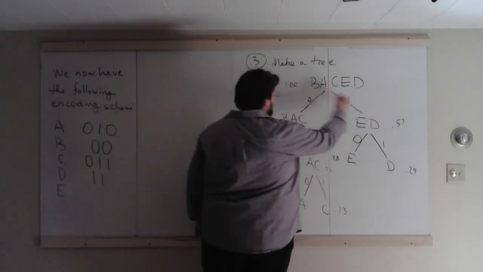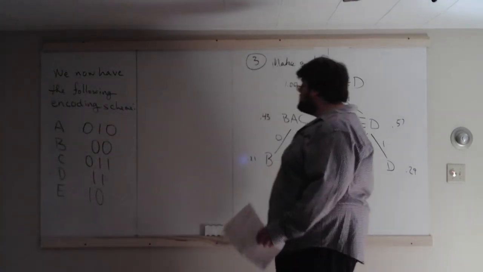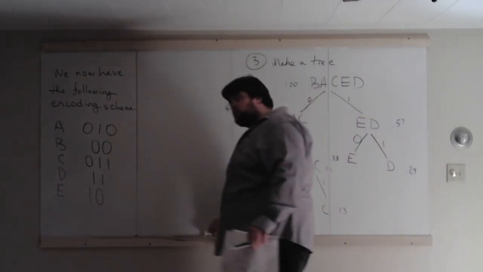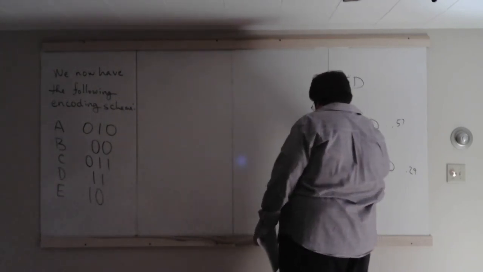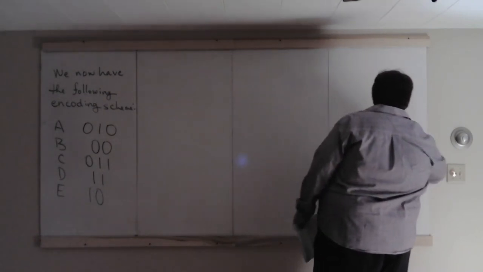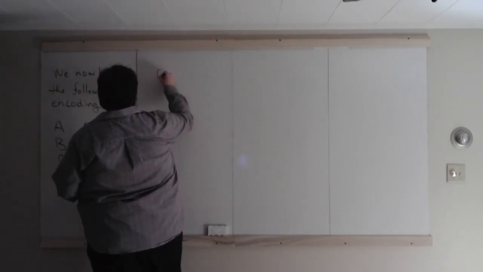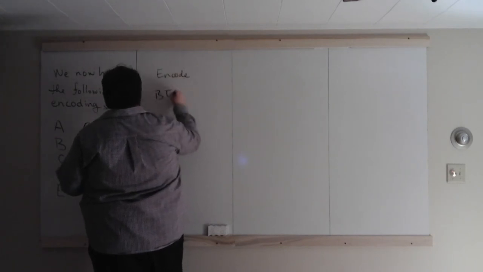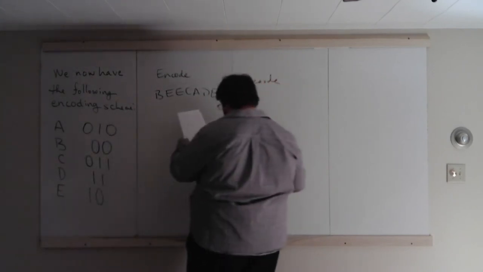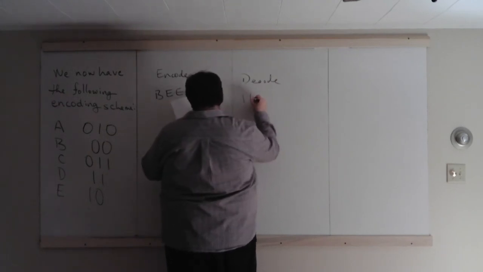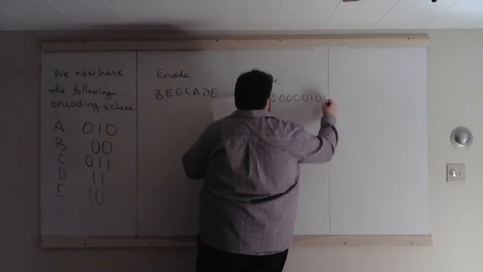Where were we? E was 1, 0. So right now, we've figured out a way to associate zeros and ones using Huffman coding. So now we can actually answer the two parts of the question that were asked. So what were the two things that were asked? Part one was encode B, E, E, C, A, D, E. Part two was decode 1, 1, 0, 1, 0, 0, 0, 0, 0, 1, 0, 1, 1.